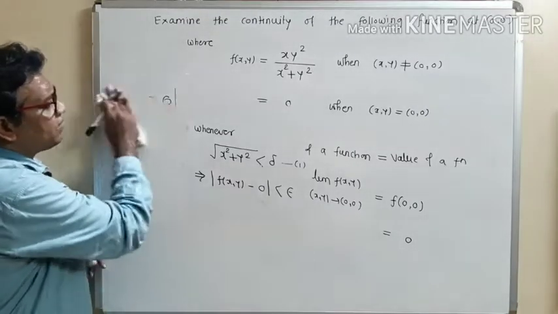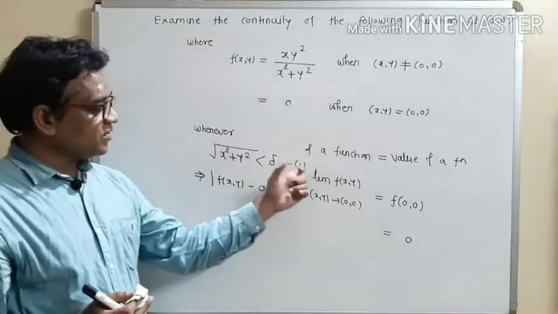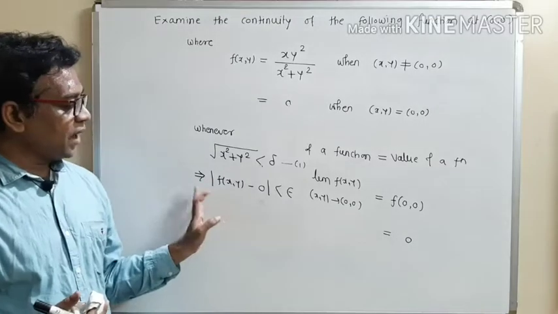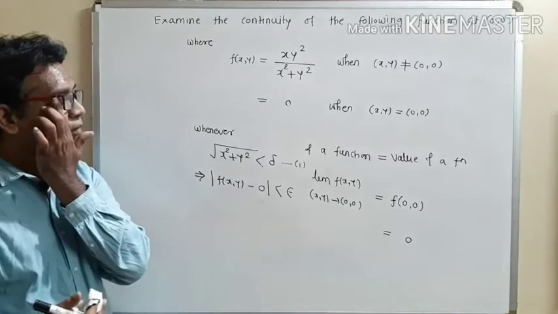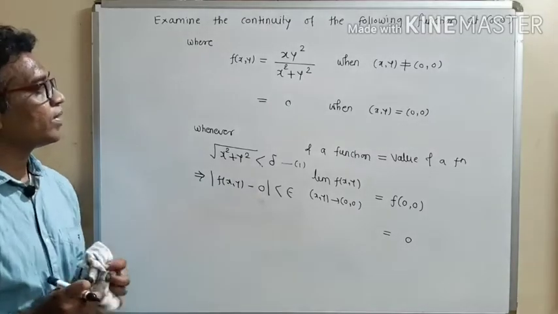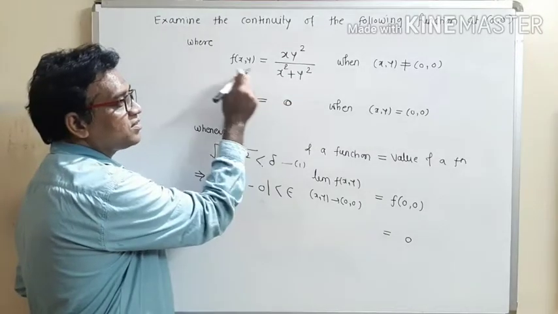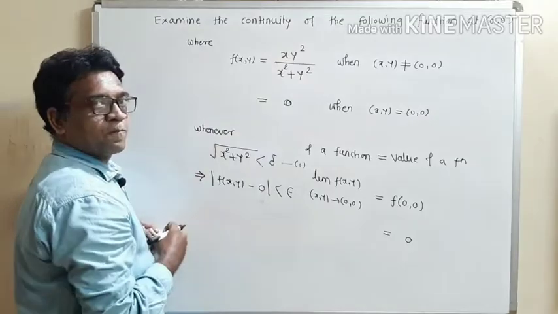So for this we require the epsilon delta method. This is the epsilon delta method. Use this equation and prove that mod f(x,y) minus 0 is less than epsilon, then according to the definition of limit, this 0 is called the limit. So see what is given. We are given the value of the function is equal to 0. This is the given value. So just find out the limit of this function.